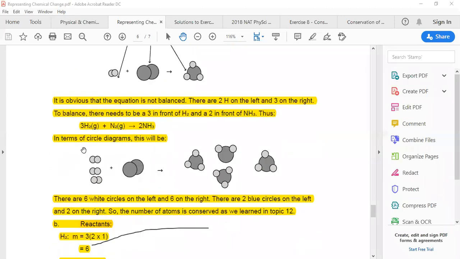Now you can do your circle diagram. So hydrogen, it's a diatomic, so you need 3 pairs of these circles here. So you're going to have 2, 4, 6, which is 3 times 2 to make it 6. Nitrogen is a diatomic, so 2 dark circles which are bonded together there to give you ammonia. Ammonia, the formula is NH3. So you have nitrogen bonded to 3 other circles here, which represent hydrogen.